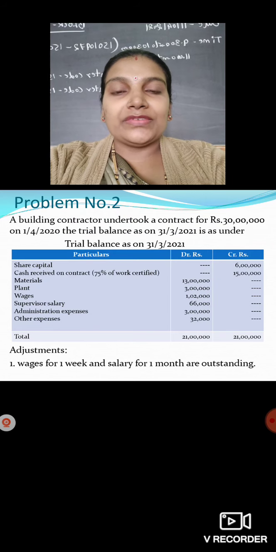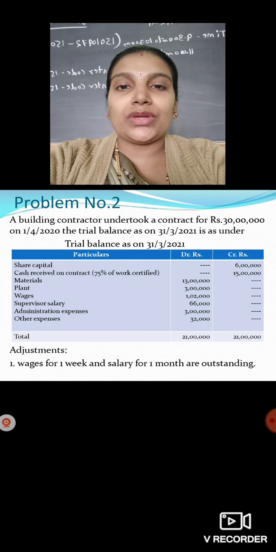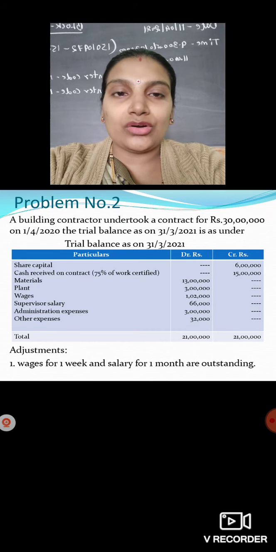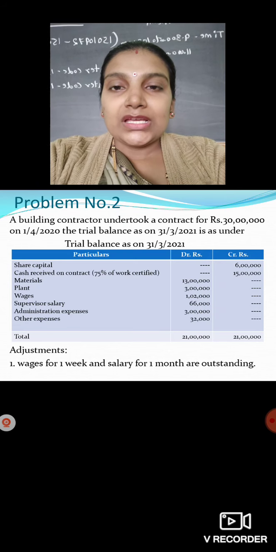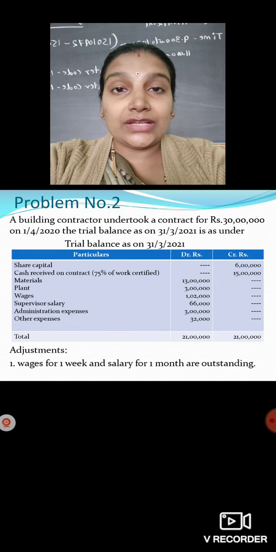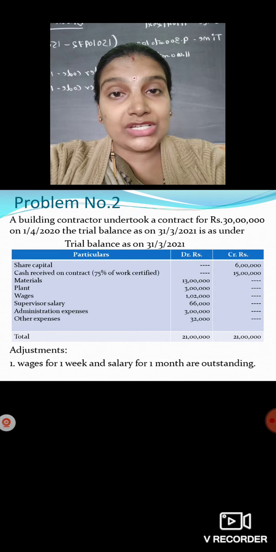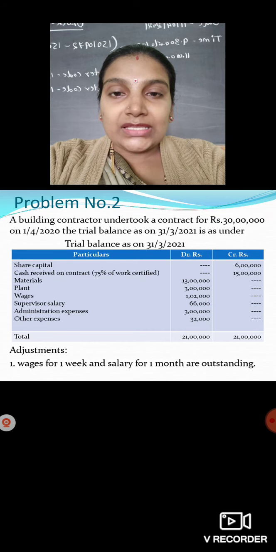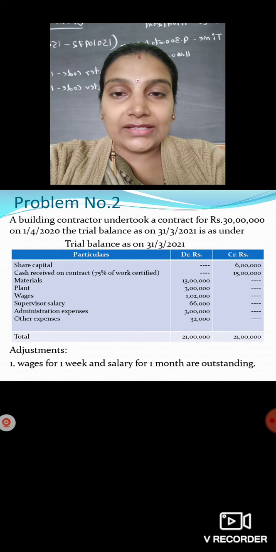Now second problem we will see, in which you are going to prepare both contract account as well as balance sheet. Okay, a building contractor undertook a contract for rupees 30 lakh, contract price you have 30 lakh here. Then on 1/4/2020, the trial balance they are given for the year end 31/3/2021. Share capital you have 6 lakh, which you record in balance sheet directly, liability side. Then cash received on contract 75% of work certified 15 lakh.